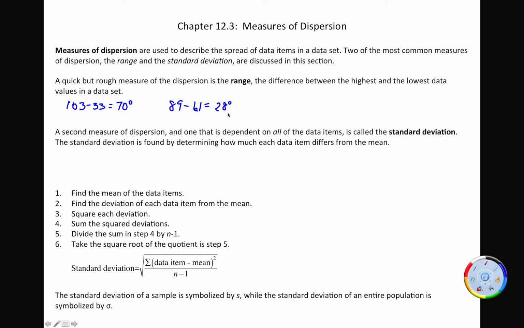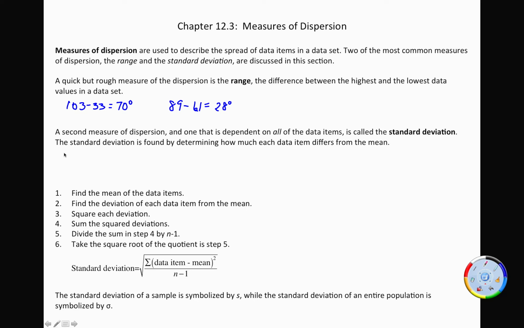So even though Houston and Honolulu's mean temperature is 75 degrees, the additional piece of information that the range of temperature in Houston varies by 70 degrees, but in Honolulu only 28 degrees, gives us a little more information about our data sets. A second measure of dispersion, and one that is dependent on all of the data items, is called the standard deviation. The standard deviation is found by determining how much each data item differs from the mean.